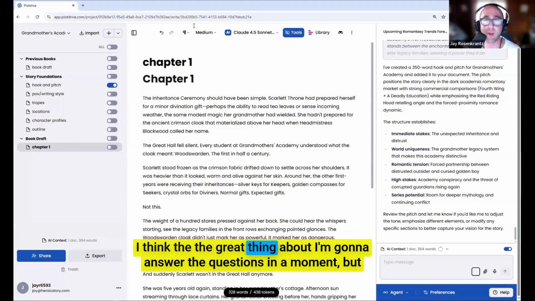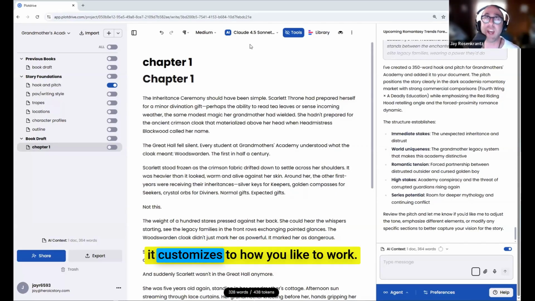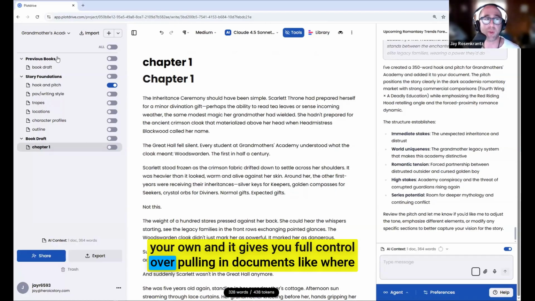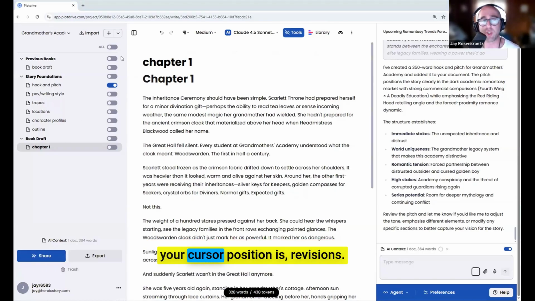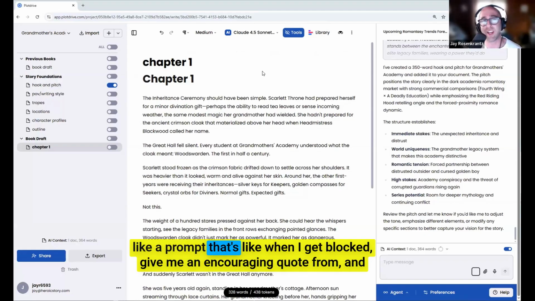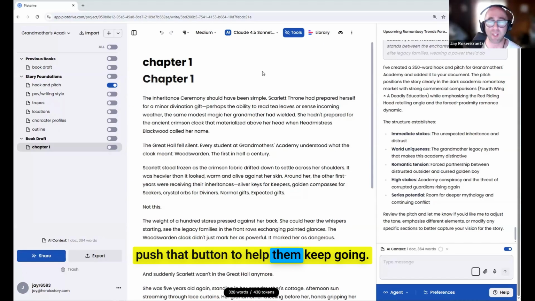I'm going to answer the questions in a moment, but the last thing I'll add about that is I think the best thing about Plotdrive is it customizes to how you like to work. All of these tools come out of the box, but you can just make your own. It gives you full control over pulling in documents, where your cursor position is, revision. I know people have made buttons like Inspire Me. It's a prompt like, when I get blocked, give me an encouraging quote from their top three favorite writers who are their heroes. And they just push that button to help them keep going.